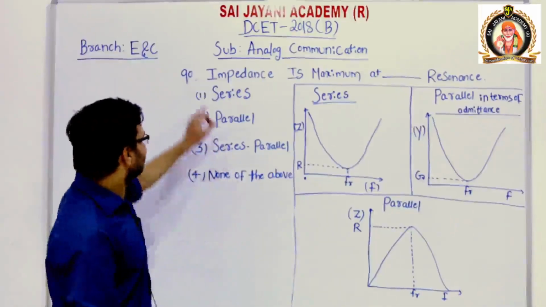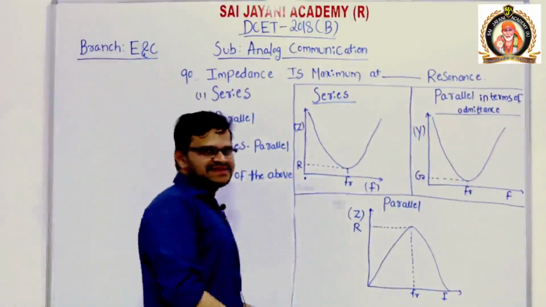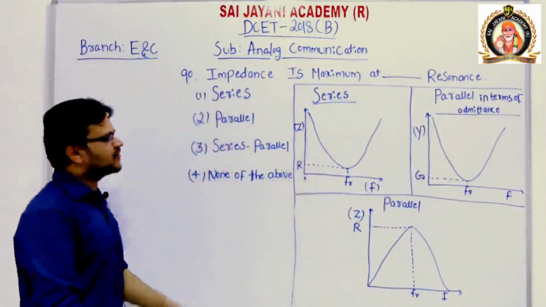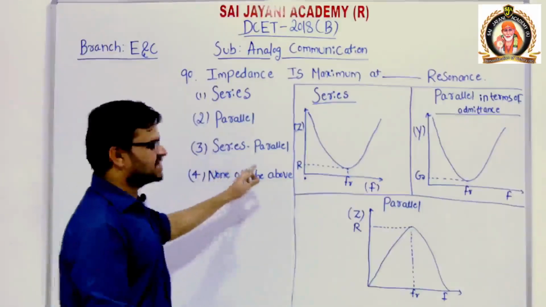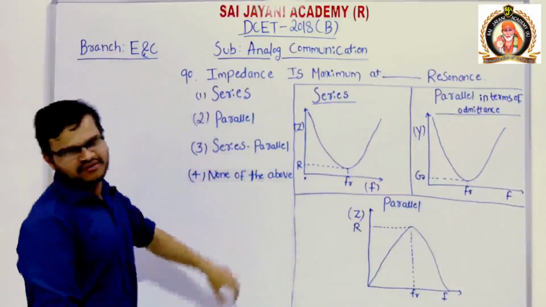The next question is the 90th, that is: the impedance is maximum at dash resonance. The options are given below. The first one is series, the second one is parallel, the third one is series parallel, and the fourth one is none of the above.